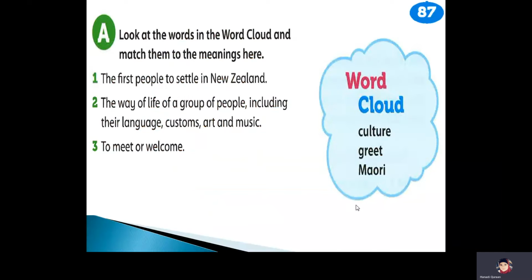Now, let's go back to page 87 and let's answer the questions. As we said, we have culture, Greek, and Maori. The first one is the first people to settle in New Zealand. What was it? Who were the first people to settle in New Zealand?